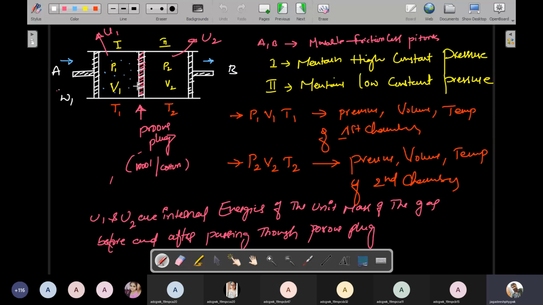then definitely this gas escapes through this porous plug and it will push the piston B. It will push the piston B, which means in this process also some work is done. So now the gas is working on the piston.